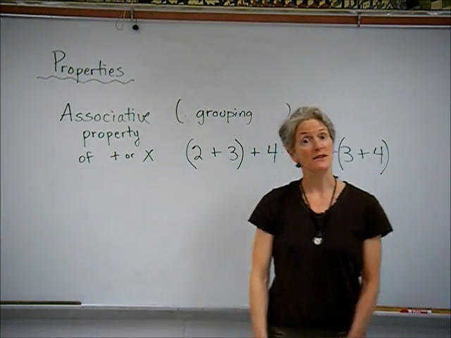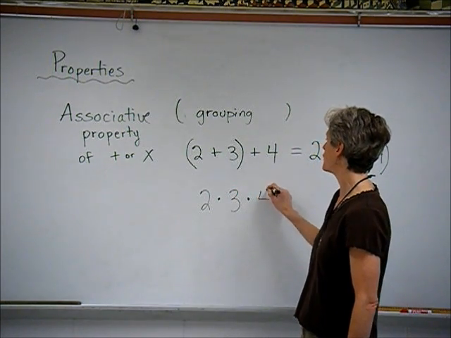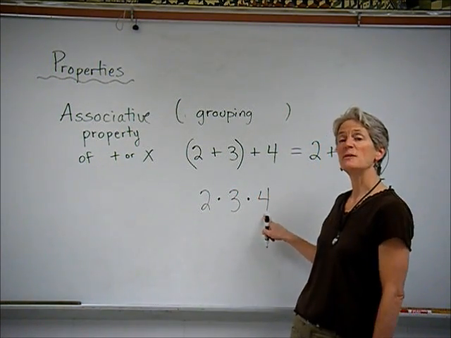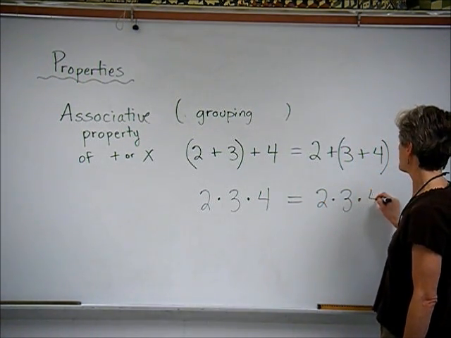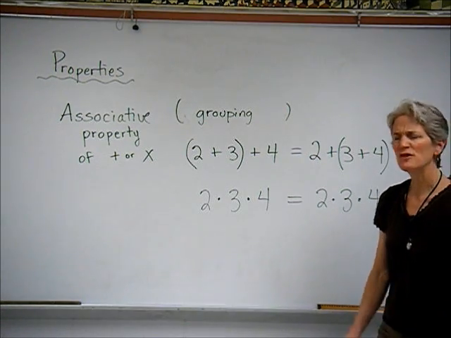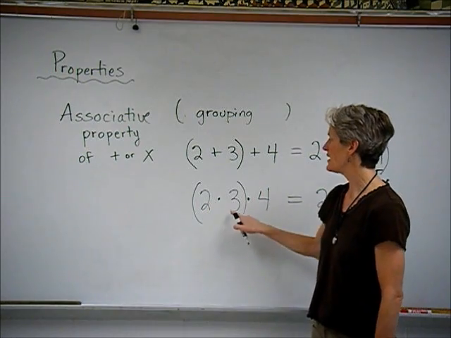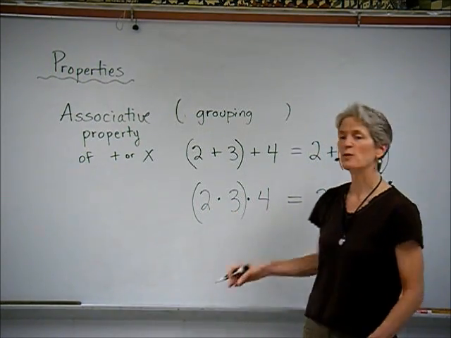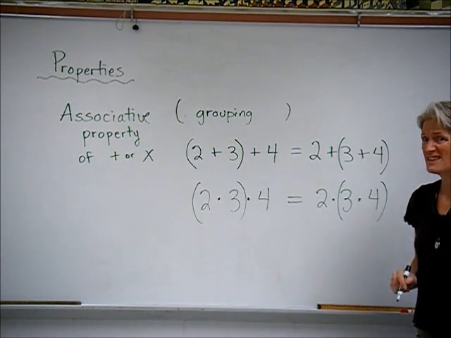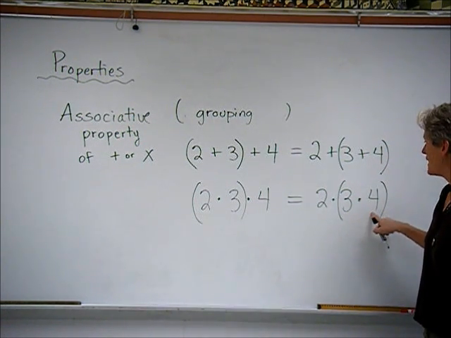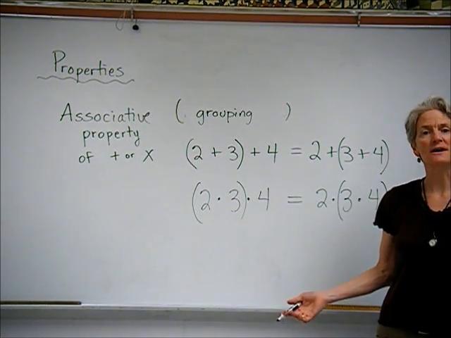That's for the addition. Should we try it with multiplication? Let's try 2 times 3 times 4. Let's see, 2 times 3 is 6, times 4 is 24. I'm just going to write it again over here. All right, let's group together 2 and 3. Let's see if I still get 24. 2 times 3 is 6. 6 times 4 is 24. Beautiful. But what if I do this? Will I still get 24? I hope. 3 times 4 is 12. Times 2 is 24. They both work.